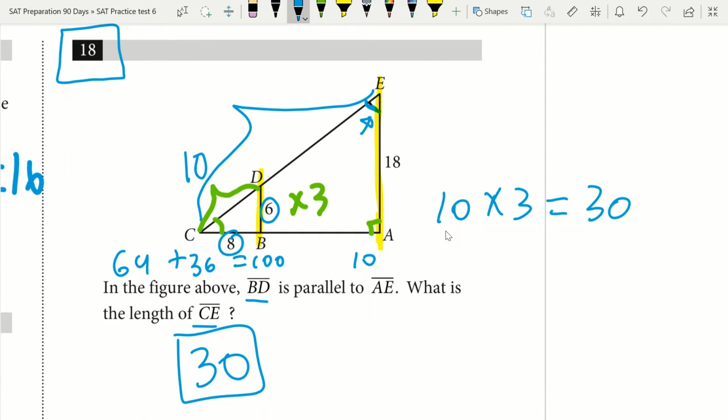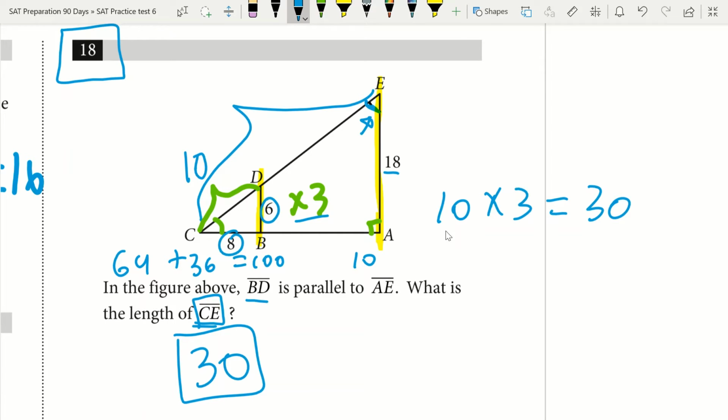So the big thing to understand here is with similar triangles, you want to find that ratio of your larger triangle to your smaller triangle, or your smaller triangle to your larger triangle. Find that ratio. In this case, multiplying your smaller triangle by 3 gives you your larger triangle for your corresponding sides. Next thing you want to do is determine what you're trying to find, right? CE in this case, that's the larger triangle's hypotenuse.